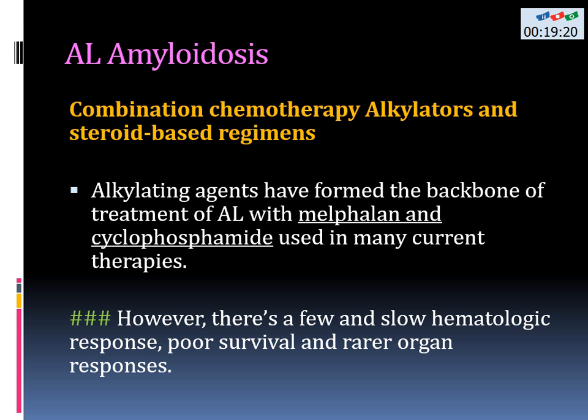Many issues here are being discussed. Primarily a combination of chemotherapy, melphalan and cyclophosphamide, the most famous in the treatment of AL amyloidosis. However, there's a very poor and slow response to these two drugs, to the extent that they are now looked at as second lines of treatment. They also provide very poor survival, and the organ responses are not up to standards.